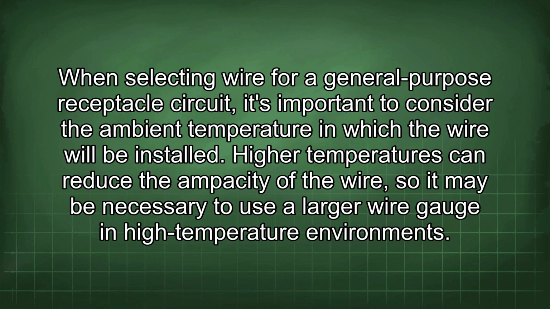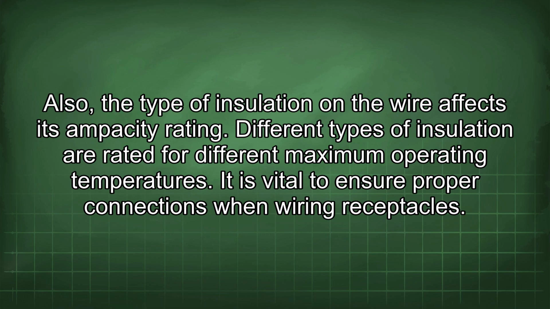When selecting wire for a general-purpose receptacle circuit, it's important to consider the ambient temperature in which the wire will be installed. High temperatures can reduce the ampacity of the wire, so it may be necessary to use a larger wire gauge in high-temperature environments. Also, the type of insulation on the wire affects its ampacity rating.